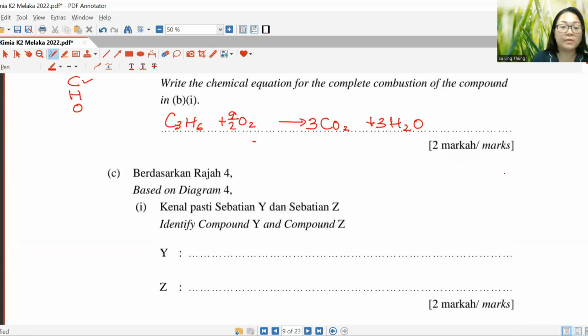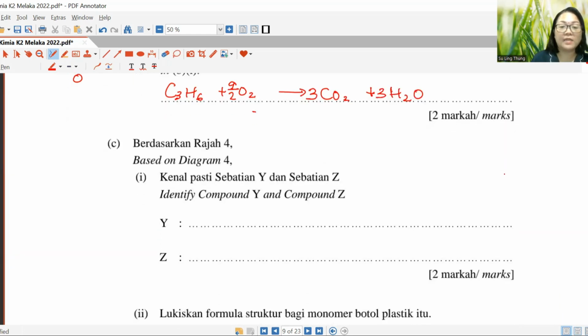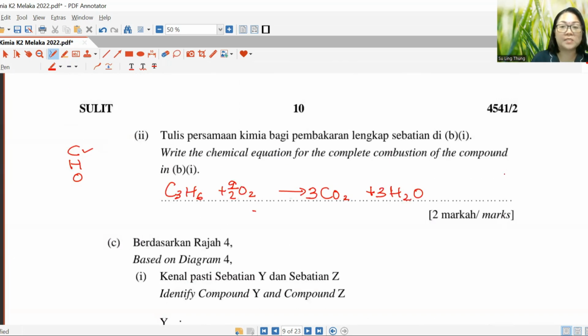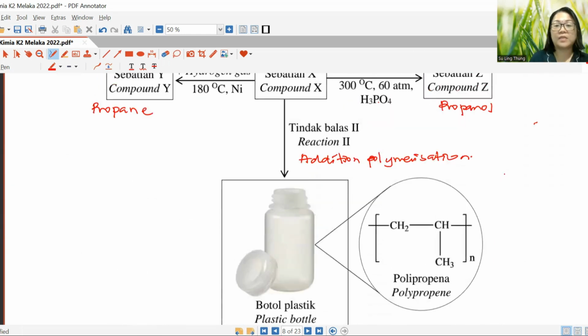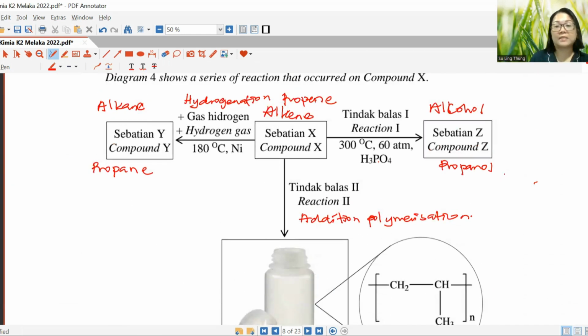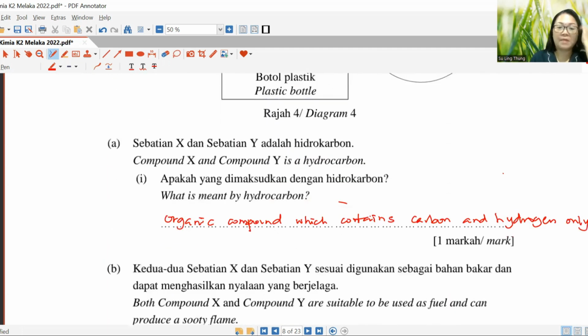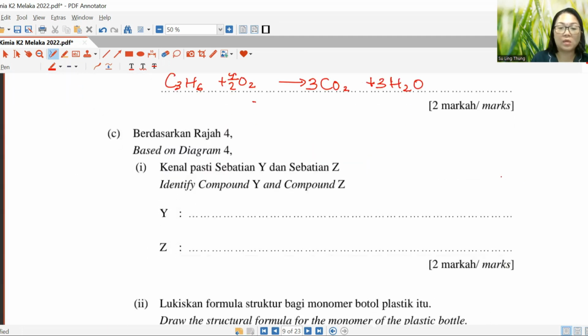Now C1, identify compound Y and compound Z. Like I said just now, if you attack the diagram very early, you already know what the answer is. So in this case, compound Y is propane, compound Z is propanol.